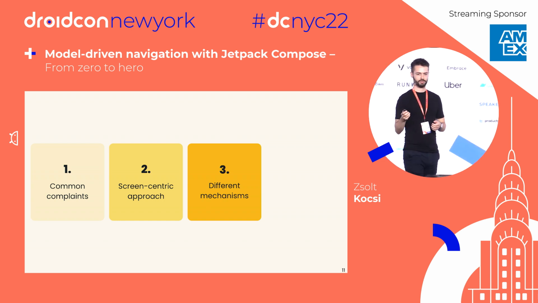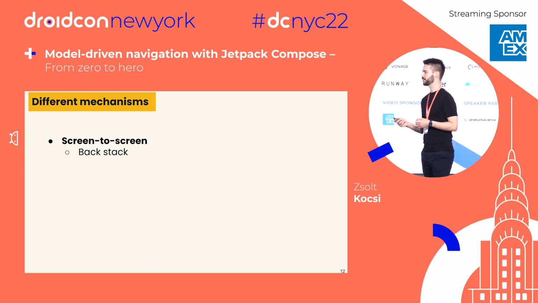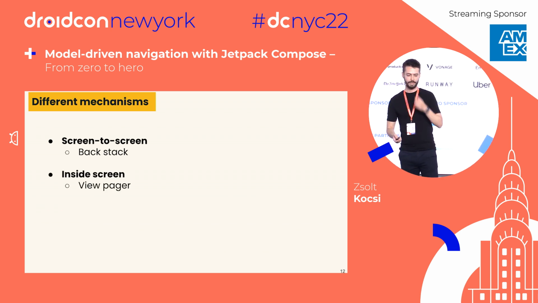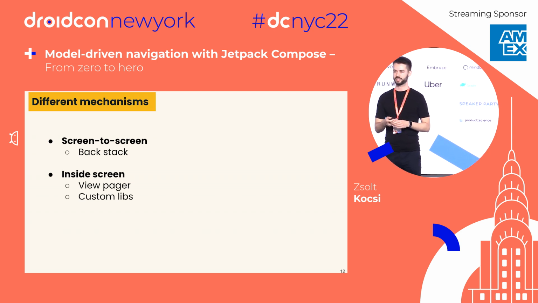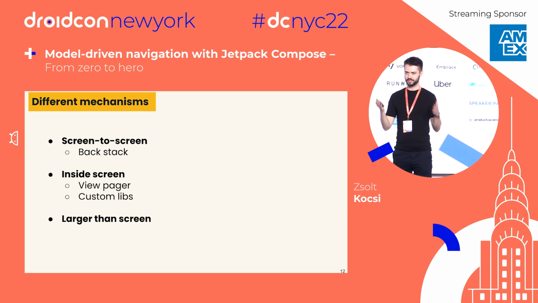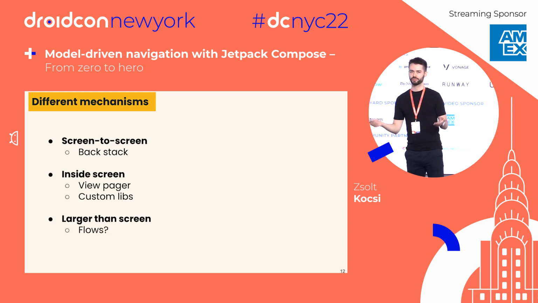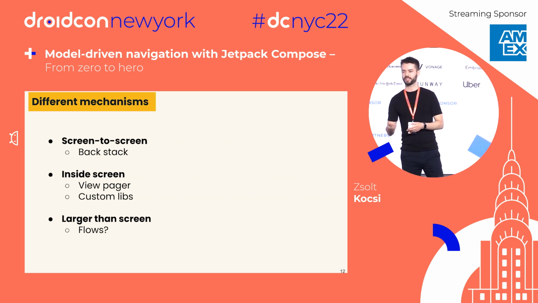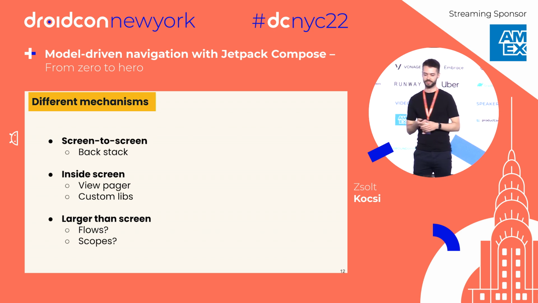Stemming from this screen-centric approach, most probably we will end up using different mechanisms for navigation. For screen-to-screen navigation, most probably we'll be using a backstack. Inside a screen, we'll probably use something like a view pager or custom-built libraries. But not everything is the size of a screen or smaller. There are also things larger than a screen, and we tend to not even have a representation in navigation for multi-screen flows. For example, if I have a registration or an onboarding with multiple screens, that is really inconvenient to represent in navigation.